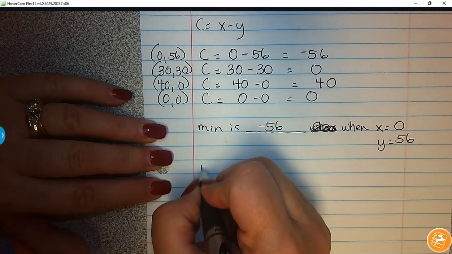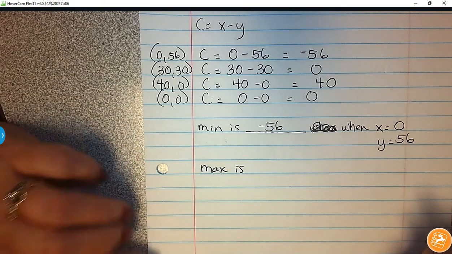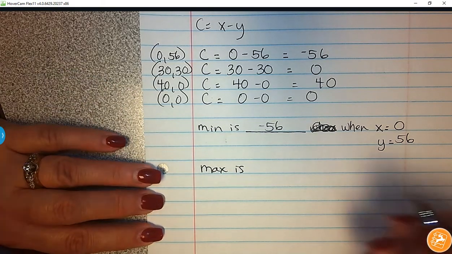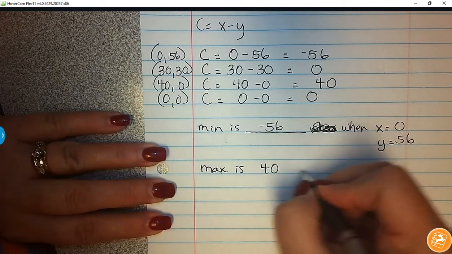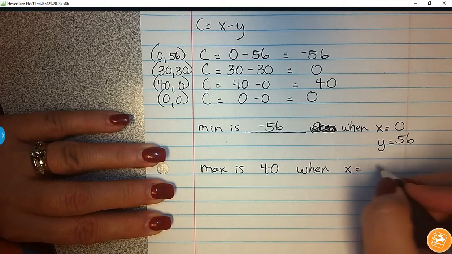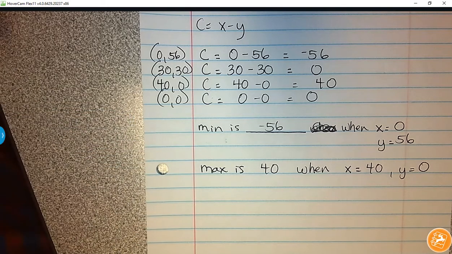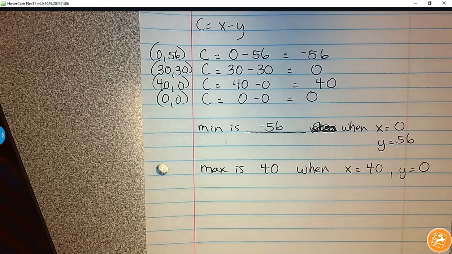Then they want to know the maximum. So the maximum amount I got when I evaluated that function was 40. And that happened when x equaled 40 and y equaled 0. And that's all you're doing for those four on the left-hand side of that page.